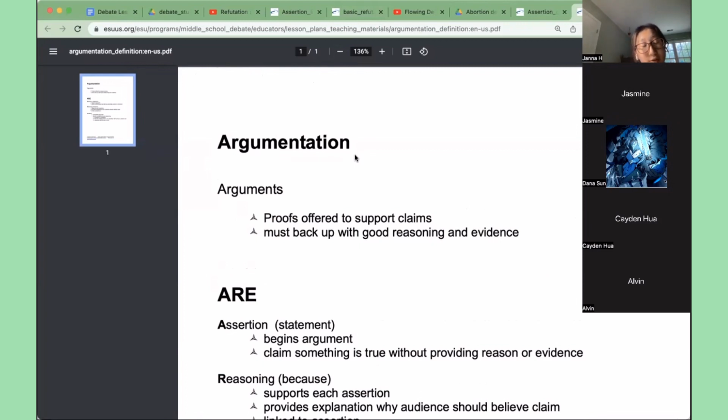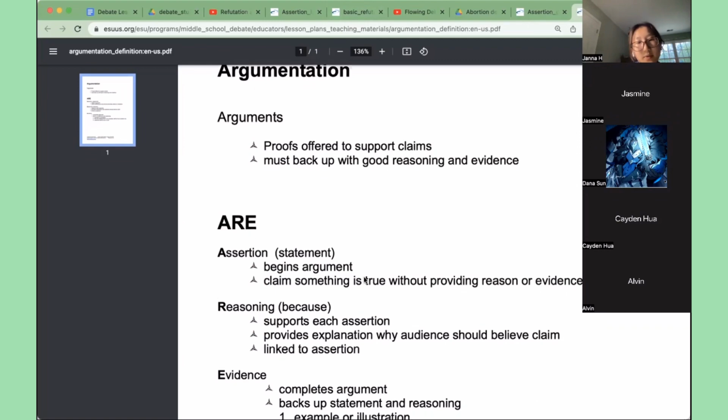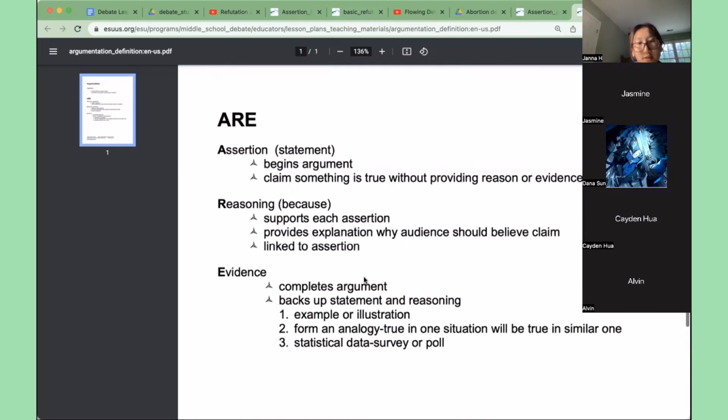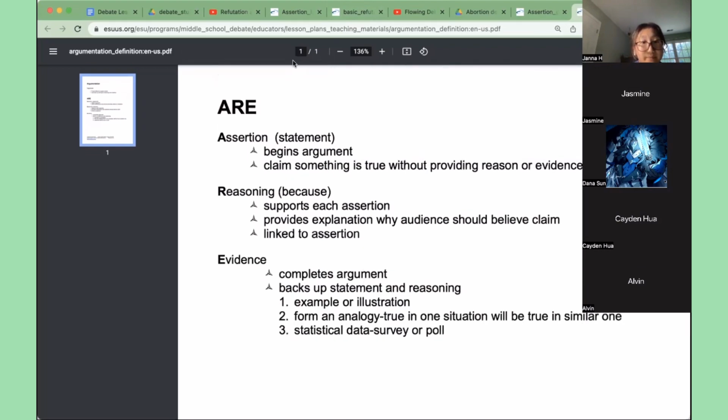So in argumentation, you obviously want to have proofs or evidence to back up your claims, and you also want to have reasoning to back up your claims. So you need reasoning and evidence. I think we talked about this in the parts of the speech, where you need the claim, the link, and the evidence. This is kind of similar, but more simplified.